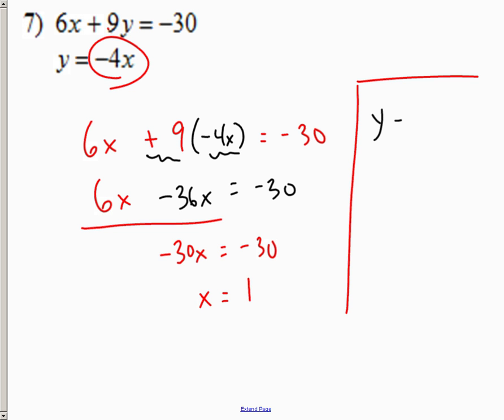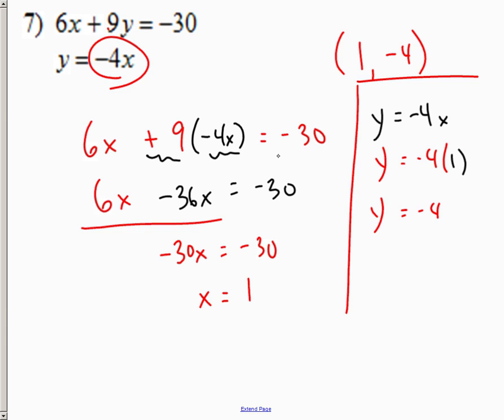And as you can see, it starts to get a little bit easier now. Excuse me, that's a negative 4x there. Let me fix that. So y is equal to negative 4 times, the x is a positive 1. So negative 4 times 1 is negative 4. There's our ordered pair, 1, negative 4.